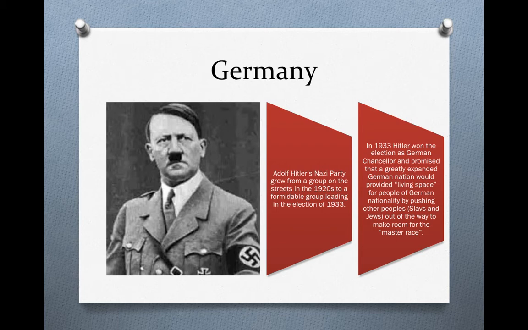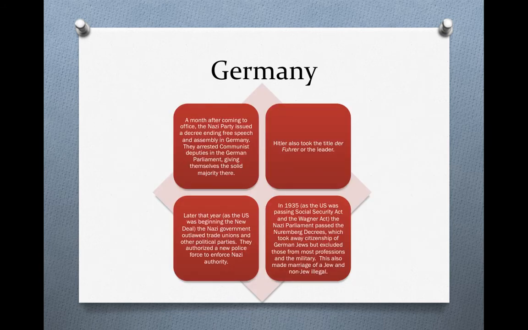In 1933, Hitler won the election as German Chancellor and promised that a greatly expanded German nation would provide living space for people of German nationality, but would push the others out, such as the Slavs and the Jews. They would push them out of the way to make room for the master race. Now, a month after coming to office, the Nazi Party issued a decree ending free speech and assembly in Germany. They arrested communist deputies in the German parliament, giving themselves the solid majority in the German parliament.